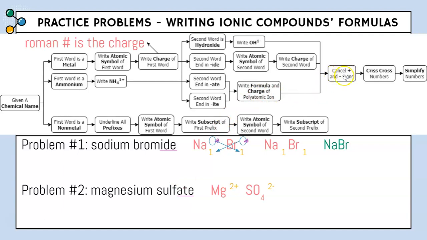So we're going to cross the plus and minus signs out, and we're going to crisscross our numbers. So the 2 in front of Mg is going to go down in front of SO4. And the 2 in front of SO4 is going to go down in front of Mg. So we have Mg2, SO4, 2.